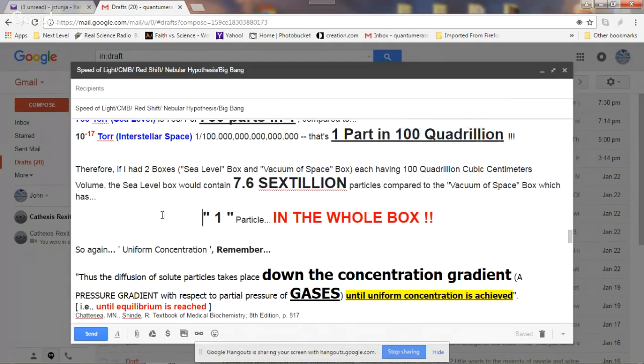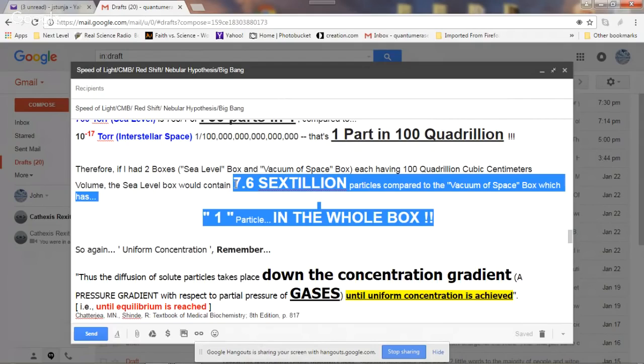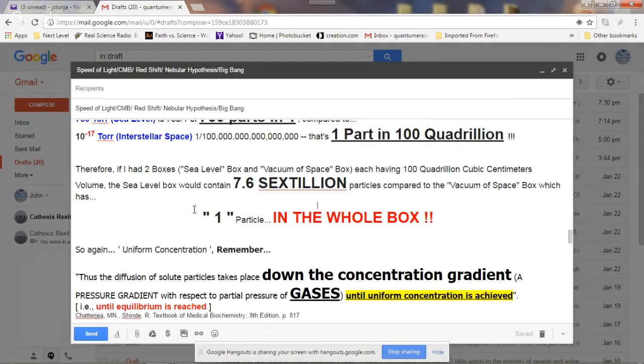So maybe this will help. If I had 2 boxes, a sea level box and a vacuum of space box, each having 100 quadrillion cubic centimeters volume, that sea level box would contain 7.6 sextillion particles, compared to the vacuum of space box, which got what? 1 particle in the whole box. This is a massive gradient. It's mind-boggling.